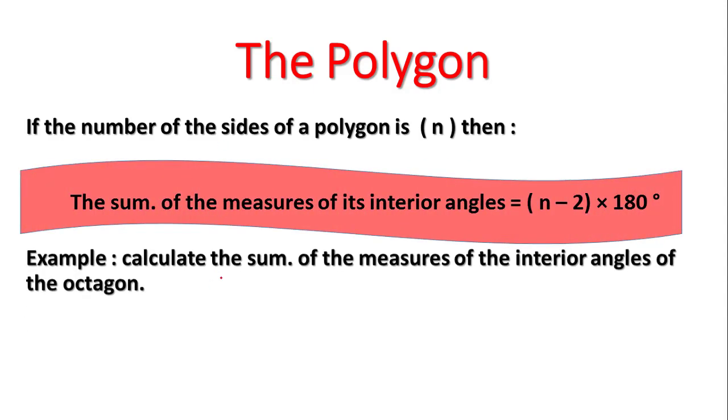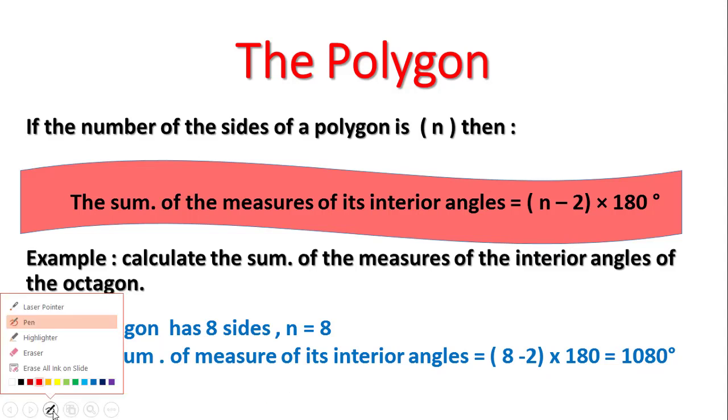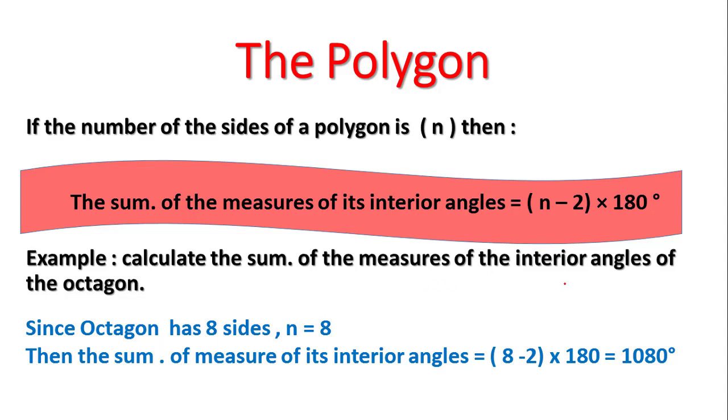Okay, for example, calculate the summation of measure of the interior angles in an octagon. Octagon means the number of sides equals 8. It means n equals 8. Then I'll use the rule. It will be 8 minus 2 times 180. It will be 1080 degrees. So to calculate the summation of measure of interior angles of any polygon, you will use this rule. N is the number of sides, minus 2, then multiply the result by 180.